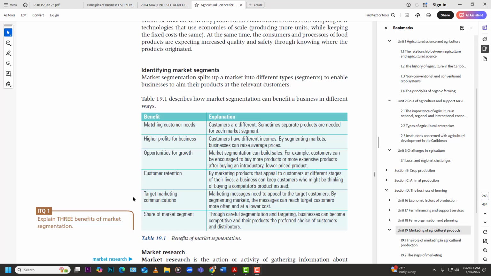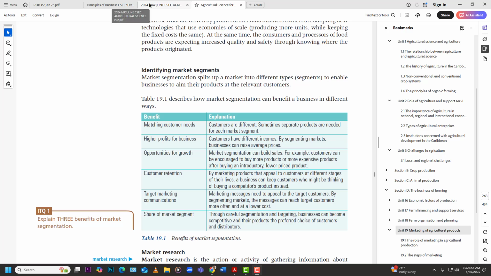So that's an example of when we're talking about matching the customer's need, right? Customers are different. Sometimes separate products are needed for each market segment. So you might have the jumbo nice carrots for the supermarket segment. Then you might have the different one for the restaurant because they're going to add it to maybe a cake or something like that. So you're able to match the customer's need. And so you, as a farmer, you're now able to say, okay, I can supply this one. So I can have a low-cost product here, a high-cost premium product here, different things like that. So it just opens up the market wider for you to diversify your offerings.